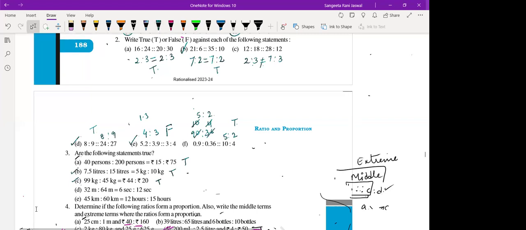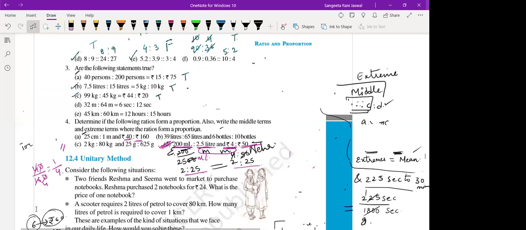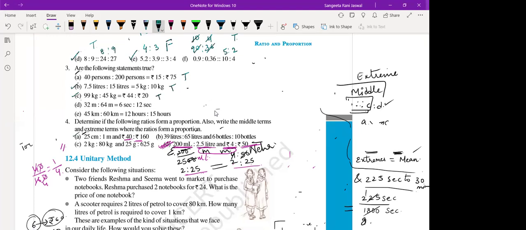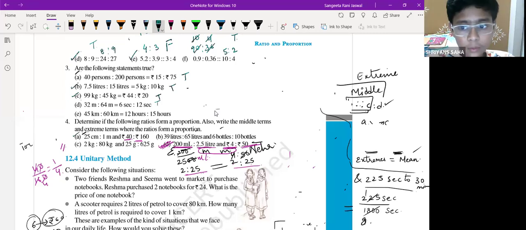Let's see the next one. D bit. Shreyansh, do the D. Adya, do the E one. And Neha, you read the question number 4. Determine if the following ratios form a proportion. Also write the middle terms and extreme terms where the ratios form a proportion. So please do the A bit. Okay, Neha? D is proportion, ma'am. True. D is true in proportion. Yes. And E.